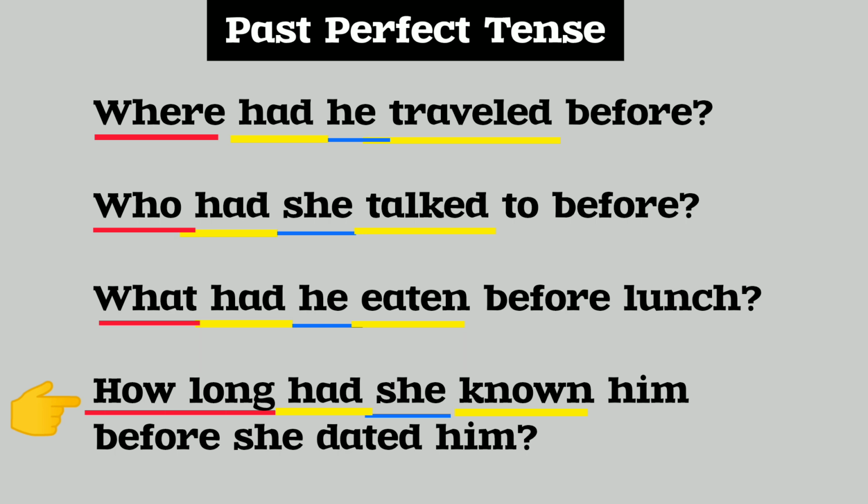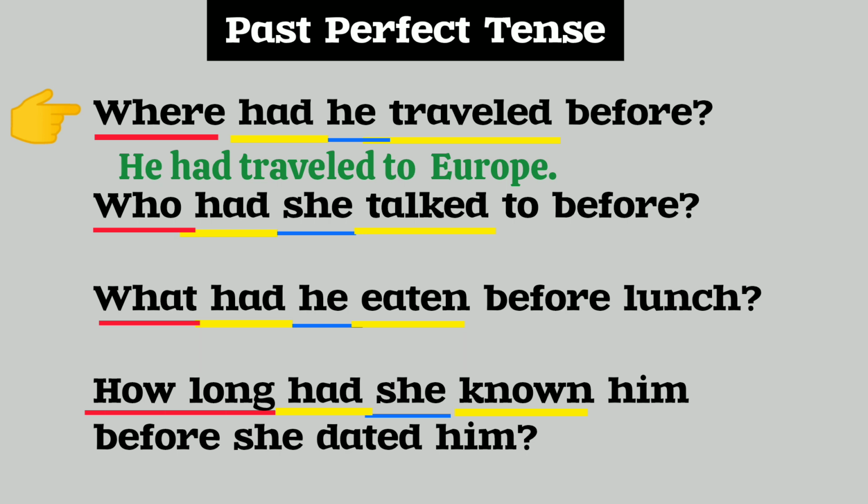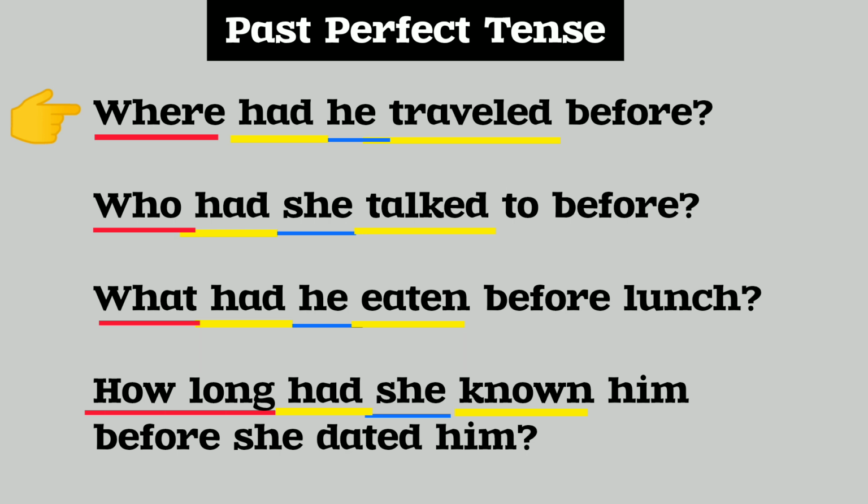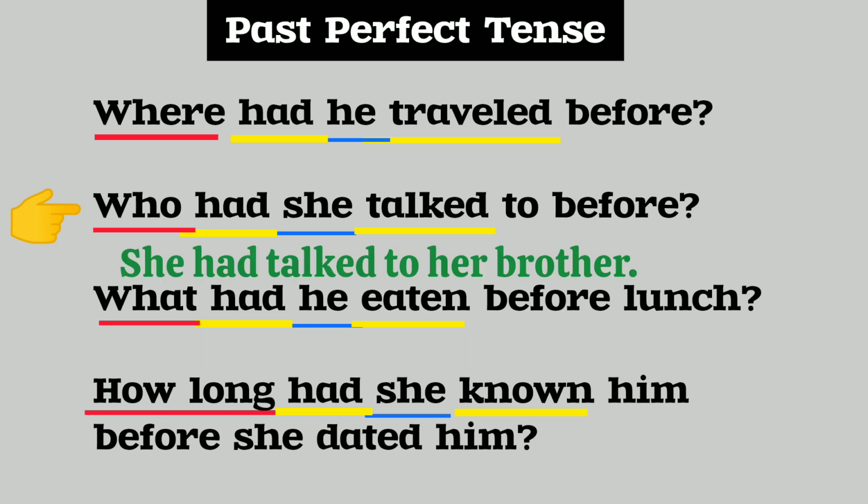Let us take a look at the answers. Let us have a look here. Where had he traveled before? The answer could be he had traveled to Europe. The next one, who had she talked to before? The answer could be she had talked to her brother.